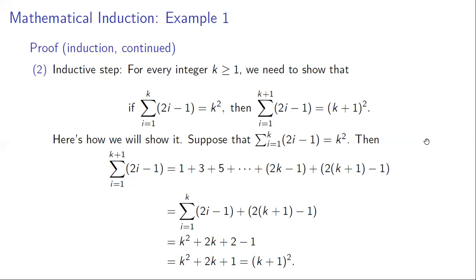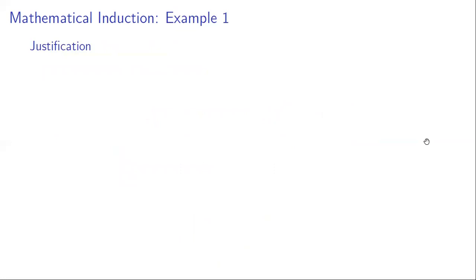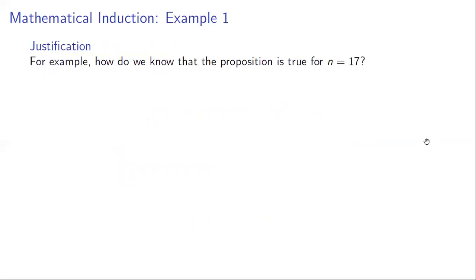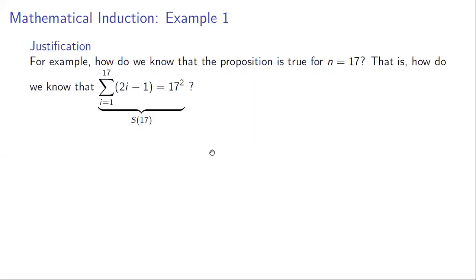Okay, now I want to give you a little bit of justification for our reasoning here. It doesn't seem, at least at first glance, that our reasoning is solid. So here I'm going to try to give you some justification for the type of reasoning that we were doing. For example, how do we know that the proposition is true for n equals 17? That is, how do we know that the sum from i equals 1 through 17 of 2i minus 1 is actually equal to 17 squared? In other words, how do we know S of 17?